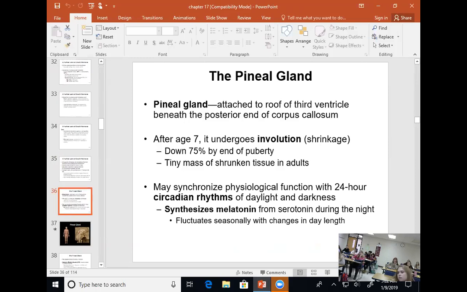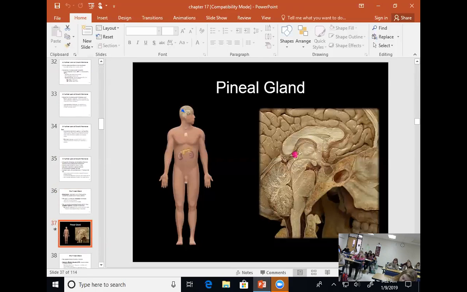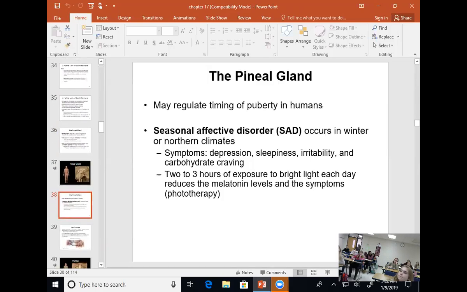It's a tiny little gland, and actually here's a picture. I'm not sure why I'm standing up here doing this, but here's a picture of this, and you're going to see pictures in your visible body. And what I want you to know about this gland is that it secretes serotonin by day that ends up being converted to melatonin by night. And I want you to know what the functions of those are.